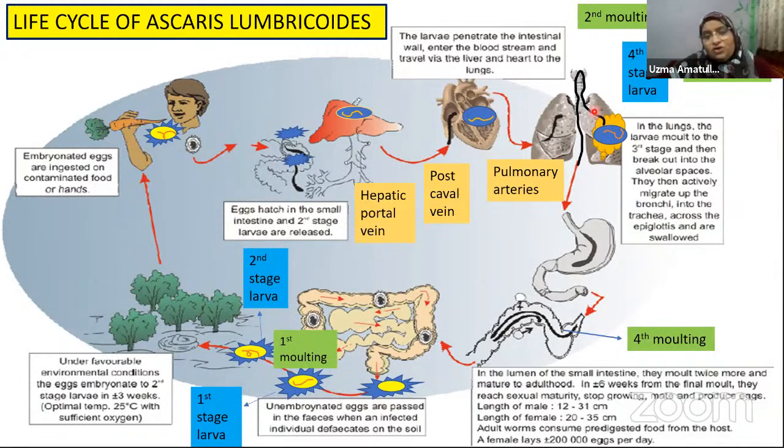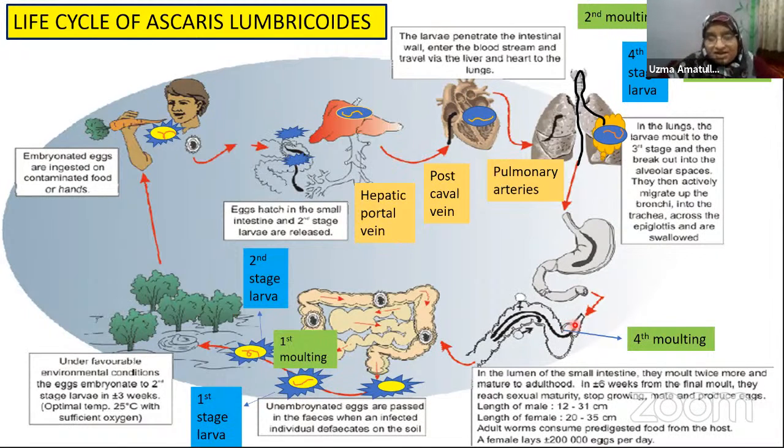Now this fourth stage rhabditiform larva will come out from the alveoli along with the bronchi, then to the trachea. From the trachea, it will travel up to the larynx. From the larynx to the pharynx. From the pharynx, again back into the esophagus. From the esophagus, it will come down into the stomach. From the stomach, again, it will go into the small intestine.